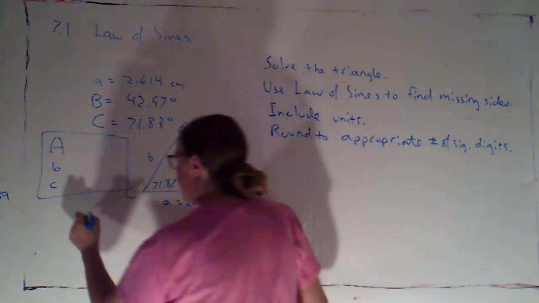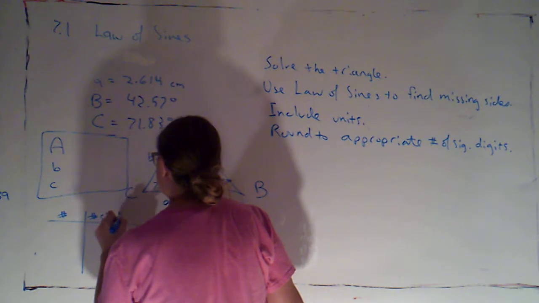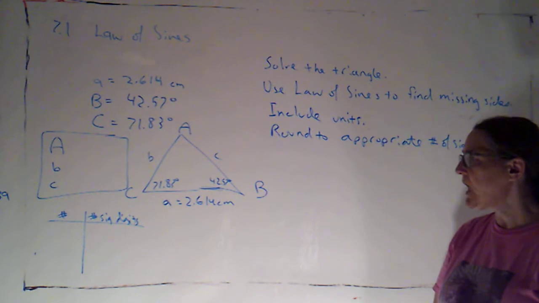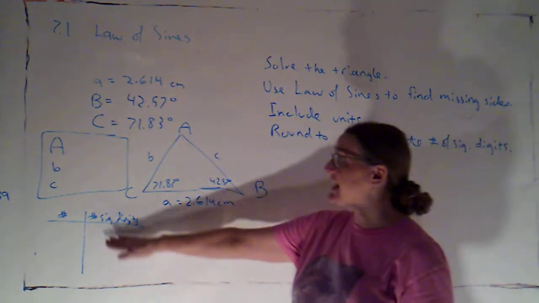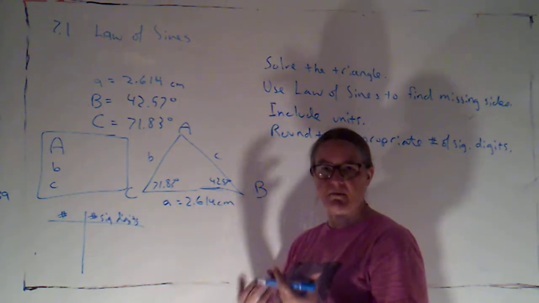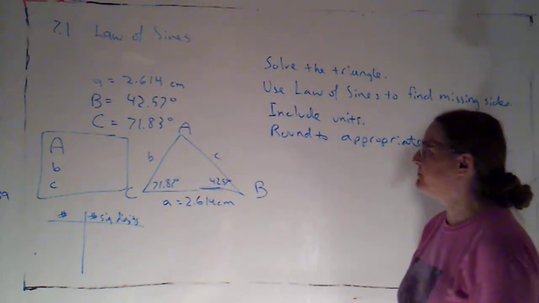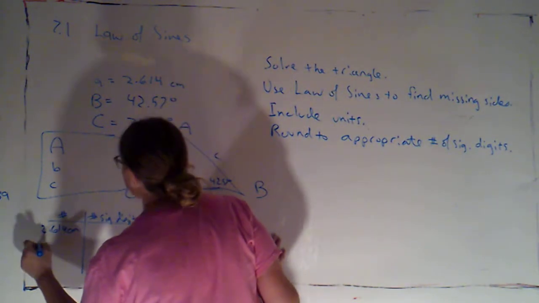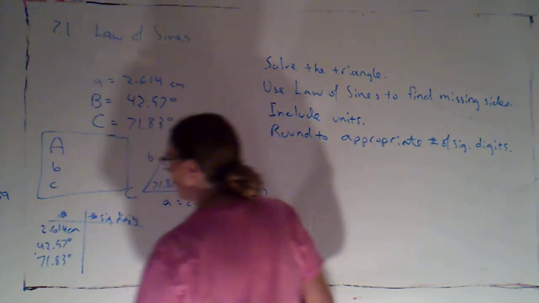Let's record the numbers that we were given and the number of significant digits. It's not absolutely necessary to write this down in a table, but if you make a mistake and round to the wrong place, but you have this table and it was correct, that's going to be some partial credit. Whereas if you just round to the wrong number of significant digits and didn't show any work, there's no partial credit for that part of the problem. Okay. So the numbers I was given were 2.614 centimeters, 42.57 degrees, and 71.83 degrees.